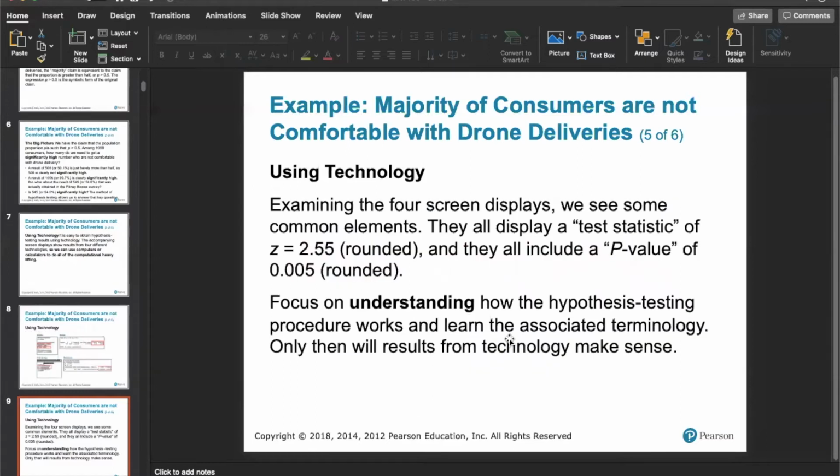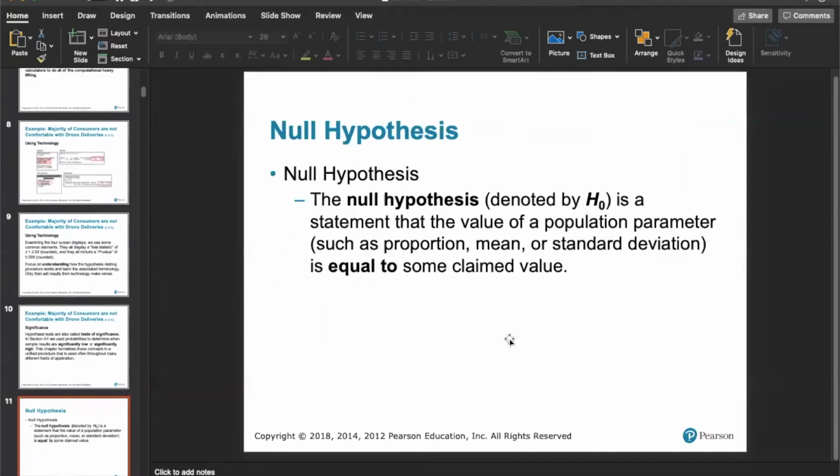So they're giving an example of using technology and how they display your test statistic and your p-value, but we'll talk more about that later. And significance. So going back to what our hypotheses are. So we're going to have two different hypotheses.